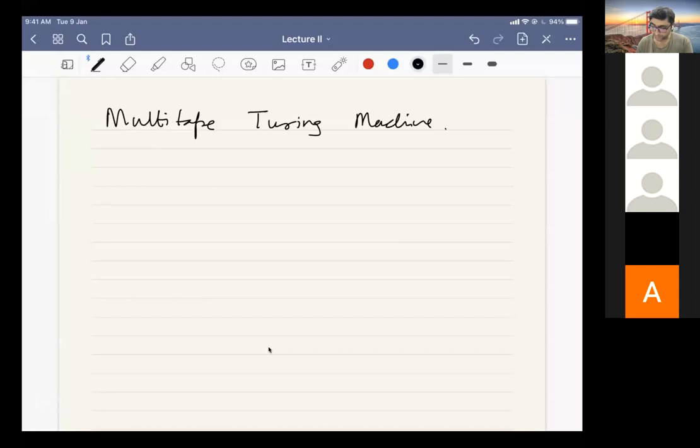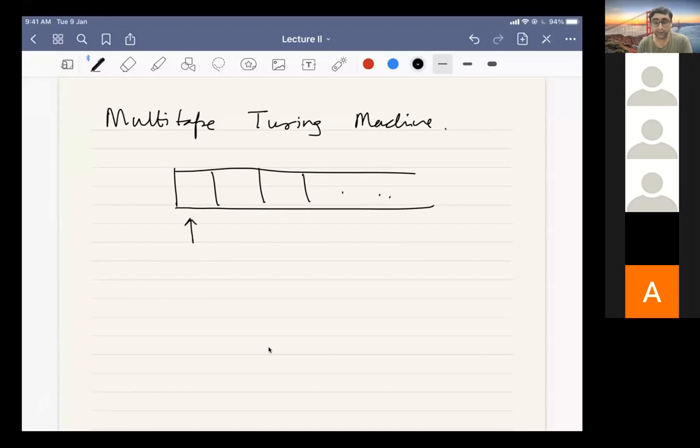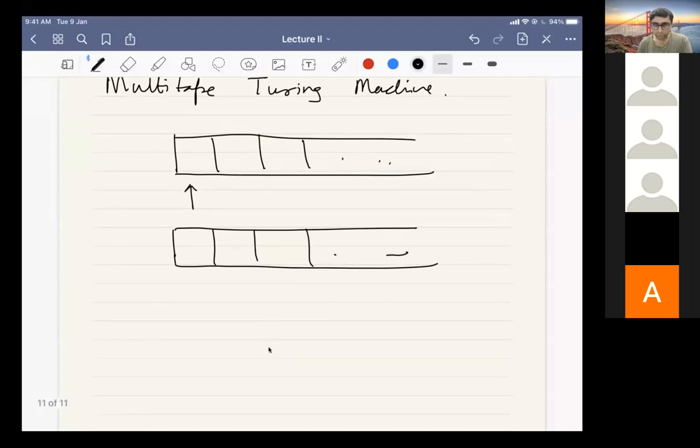Okay. So what is a multi-tape Turing machine? A multi-tape Turing machine is a Turing machine in which we have more than one tape available. The traditional Turing machine is a Turing machine in which we have one tape, and one head of the machine, which points to the first cell. So the multi-tape Turing machine is a Turing machine in which we have multiple tapes. Not one tape, but multiple tapes. Not two, not three, maybe three, four. So we say that we have eight tapes.